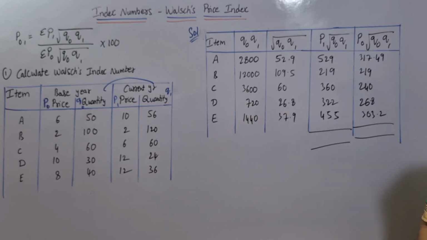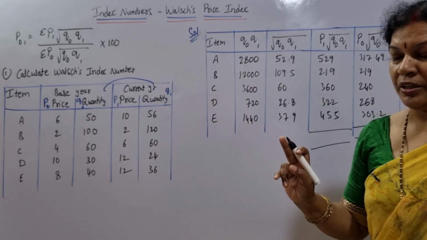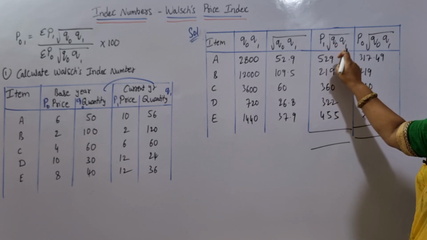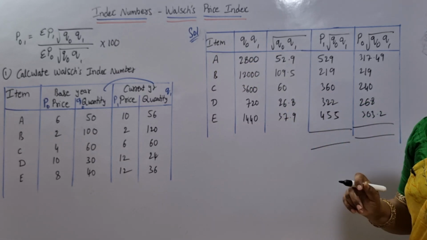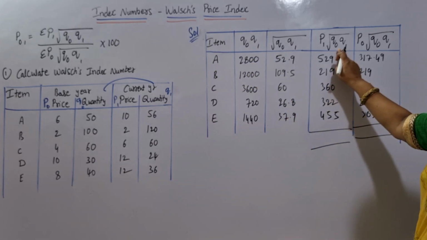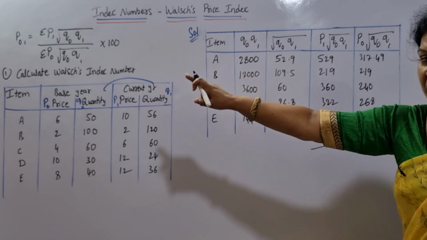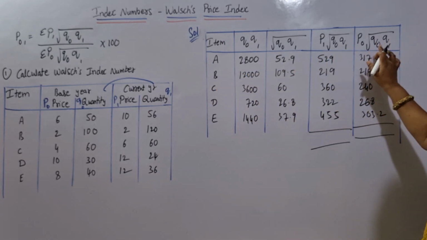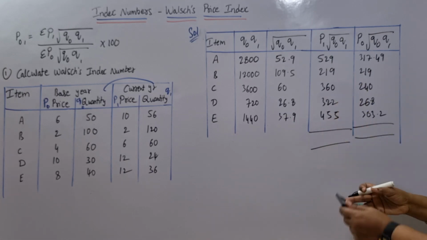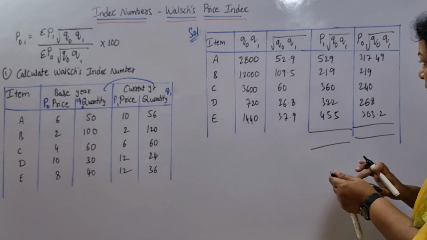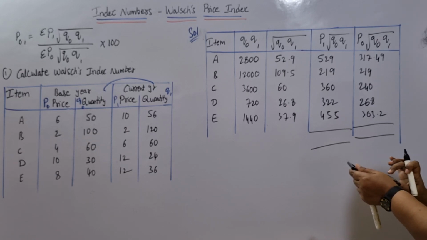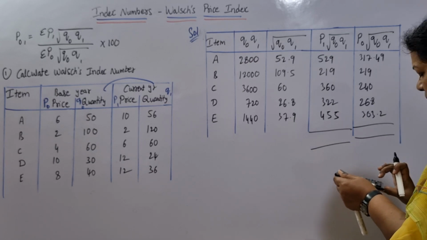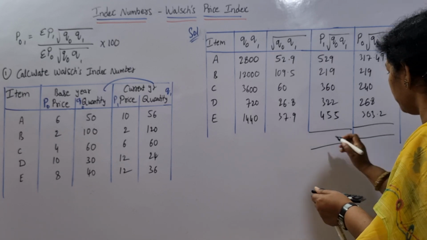As per the formula, we need sigma P1 into root of Q0 into Q1, that we are getting, divided by sigma P0 into root of Q0, Q1. So this total we are getting. It will be easy for us to calculate. Okay. 529 plus 219 plus 360 plus 322 plus 455. So we are getting 1885.